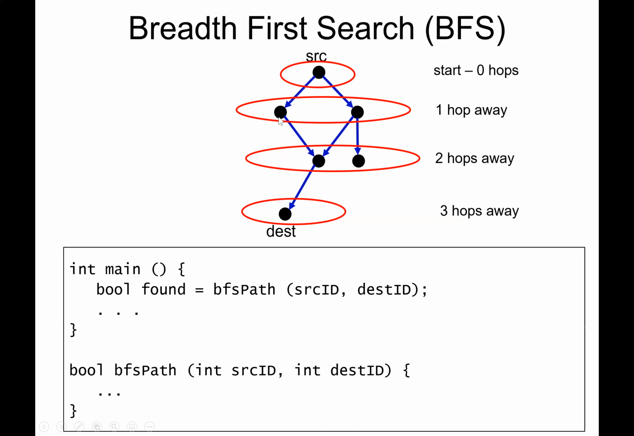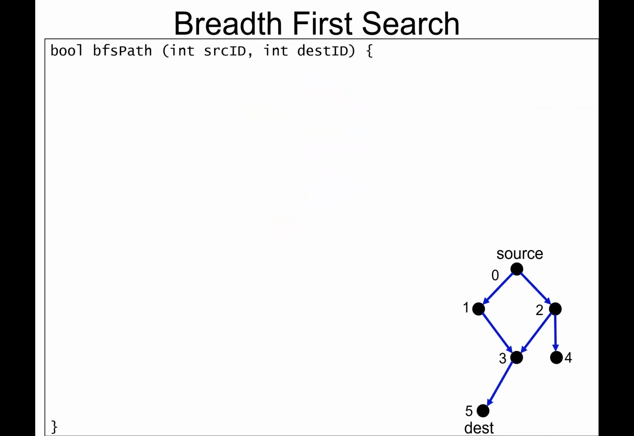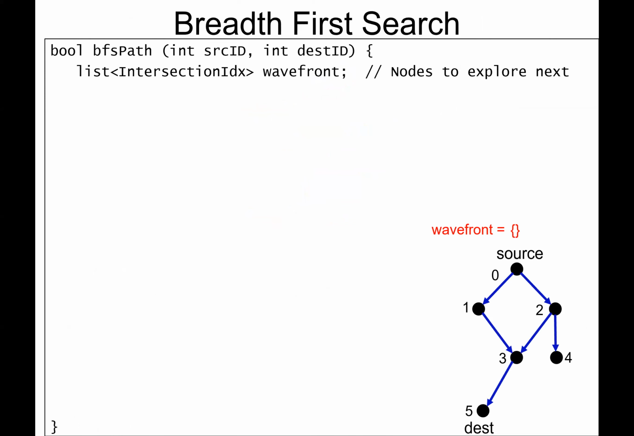From the source, we want to keep track of all the nodes that are one hop away, because that's like our to-do list. And then once we go through all of them, we need to know what are all the nodes that are two hops away, because that's the next thing we do. So breadth first search needs a to-do list. And I'm going to call that to-do list a wavefront. The wavefront is the line between known and unknown. These are all the nodes that have not yet been explored, but they're the next set that we should explore. So I've got some list of nodes that I should explore next.